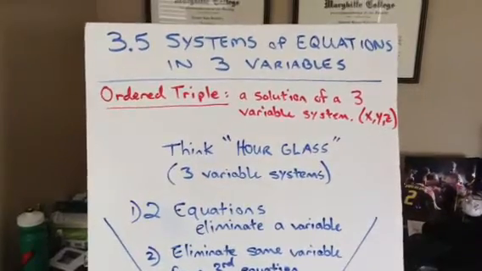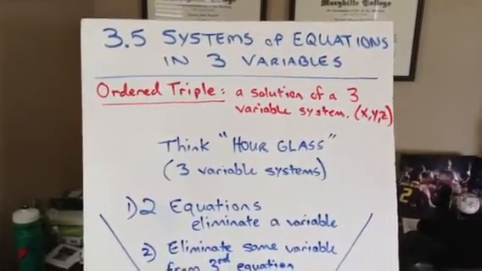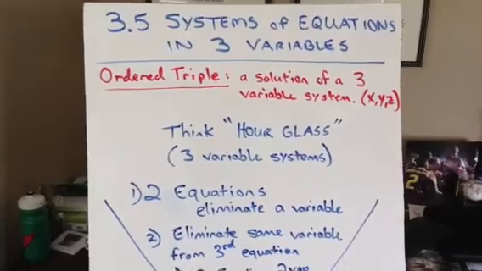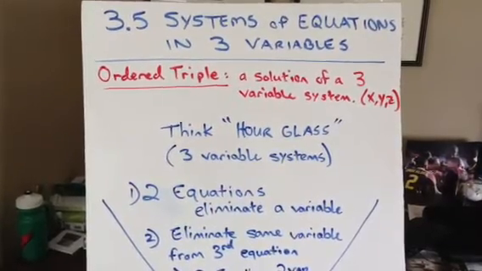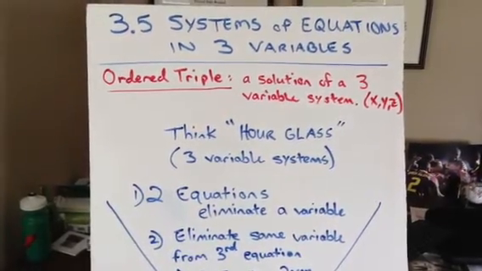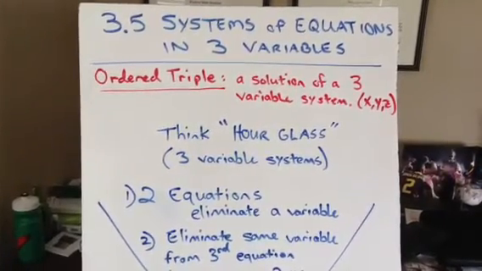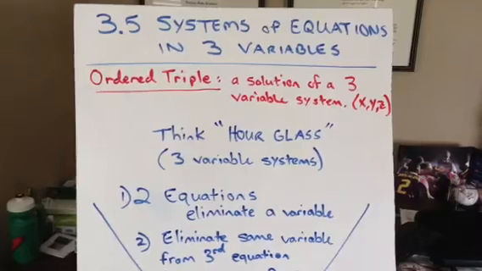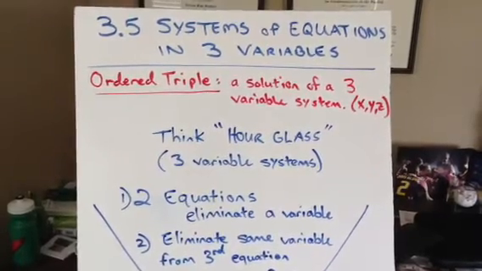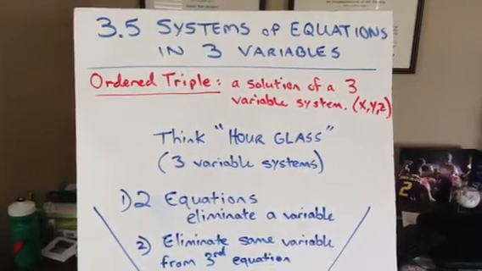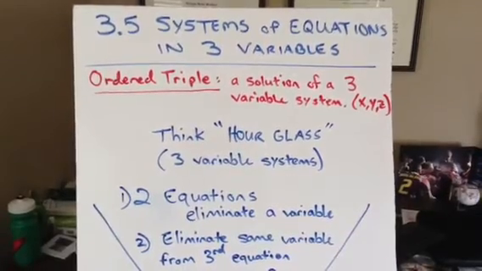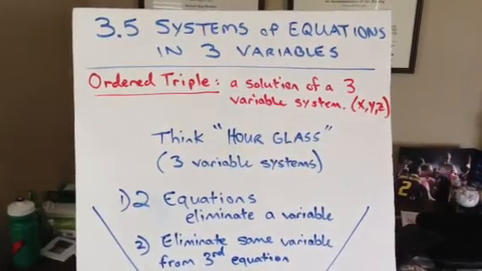Okay, everybody, here we are in section 5, the last section in chapter 3 for us. There's the title, Systems of Equations in 3 Variables. In this section, you're going to build upon what you learned with 2 variables and 2 equations. We have 3 variables now with 3 equations. So rather than call our answer an ordered pair, we're going to call it an ordered triple.